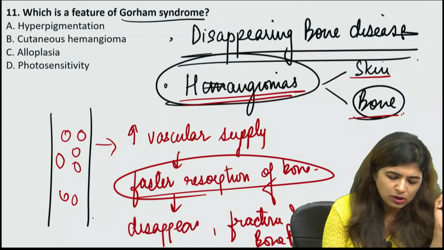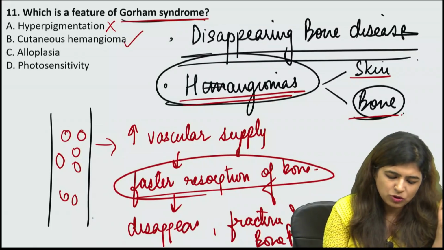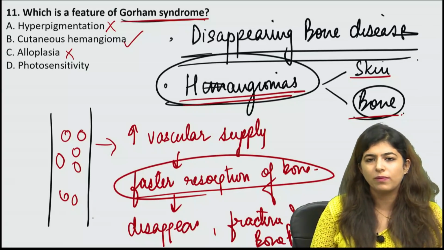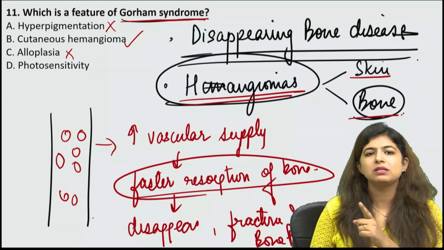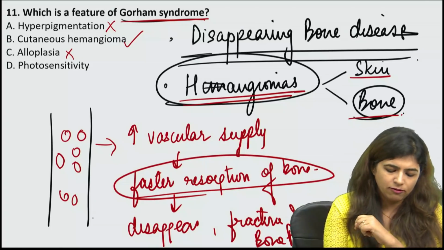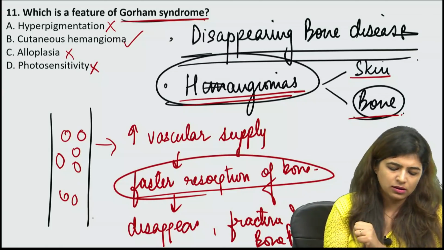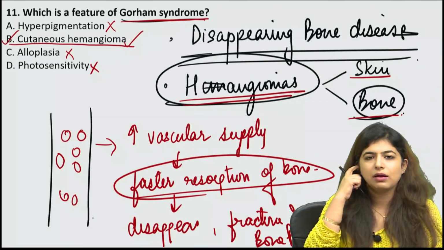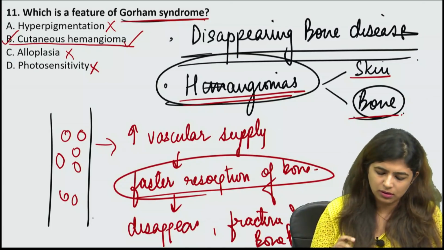Now coming back to the question, in the question hyperpigmentation, no, it is not seen. Cutaneous hemangiomas, yes. Alopecia, no. Alopecia means the bone is not formed. No, that is not correct. The bone has formed but it is also disappeared. Photosensitivity, no. So the correct answer here is option B, cutaneous hemangiomas. Clear to everyone? The disappearing bone disease.